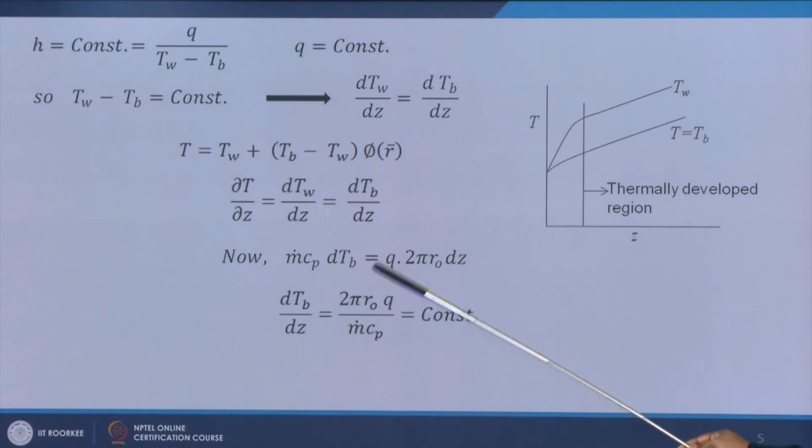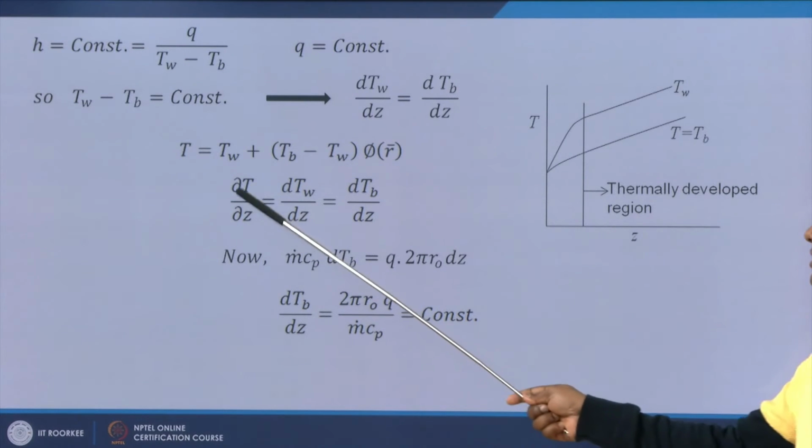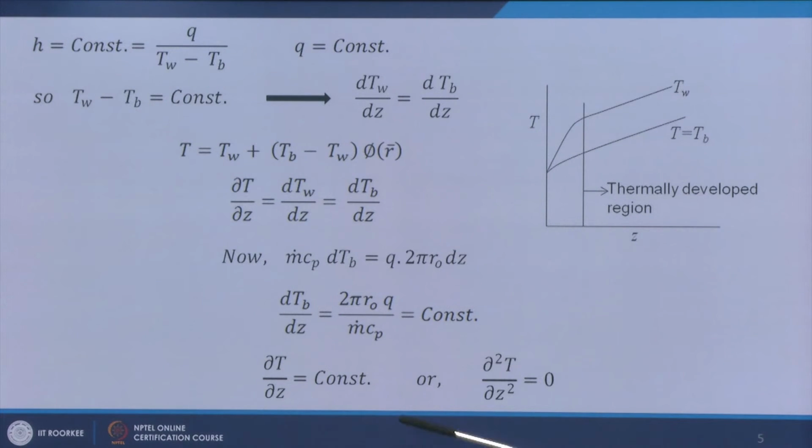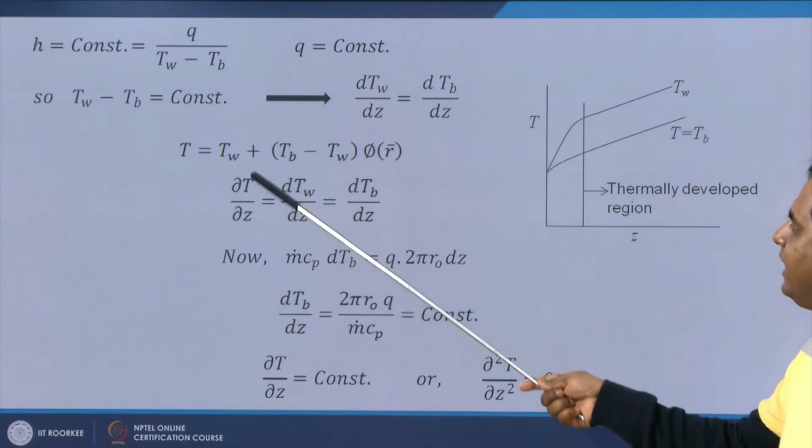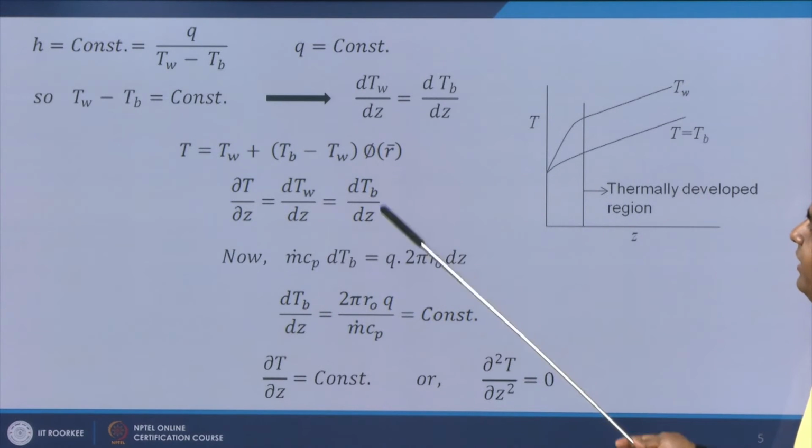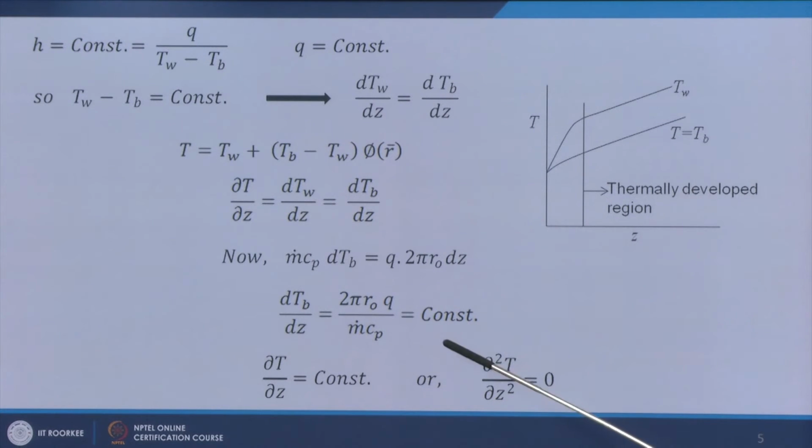Here you see in the right hand side all terms are constant, so I can write dTb by dz equals to constant. As dTb by dz equals to constant, then definitely del T del z becomes constant, because we have already proved del T del z is nothing but dTb dz. So as this is constant, definitely this term will remain constant, and the second derivative of T over z will obviously be equal to 0. So that means we can neglect axial conduction in case of thermally fully developed region.